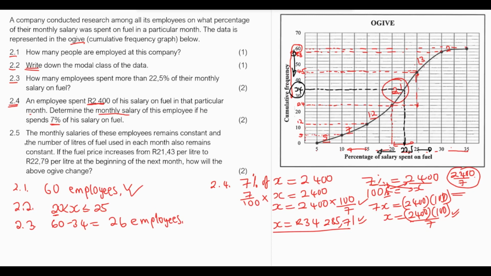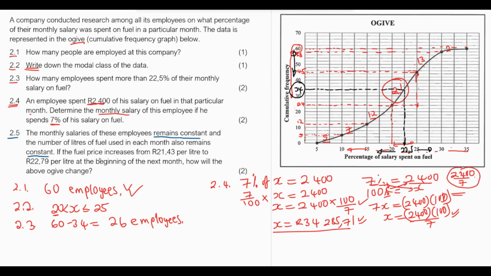Welcome back. Let's do question 2.5. A company conducted a research among all its employees on what percentage of their monthly salary was spent on fuel in a particular month. The monthly salaries of these employees remain constant, and the number of liters of fuel used in each month also remains constant.